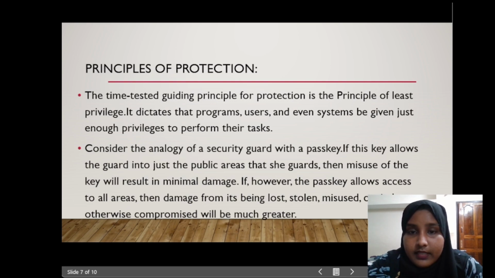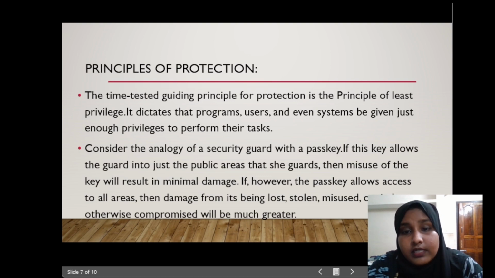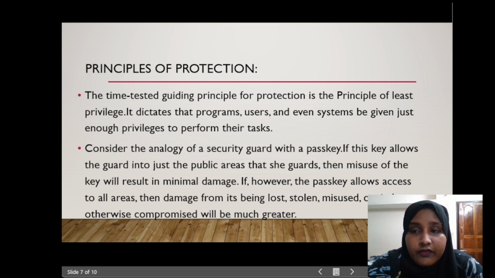The first point says that the time-tested guiding principle for protection is the principle of least privilege. It dictates that programs, users, and even systems be given just enough privilege to perform their task. The principle of least privilege is a key concept in system protection. It ensures the users, programs, or systems are granted only the minimum level of access necessary to complete their task. By limiting access rights, the risk of misuse or damage is reduced.